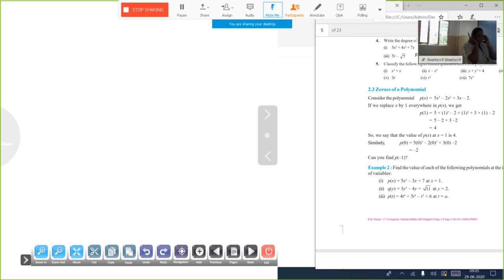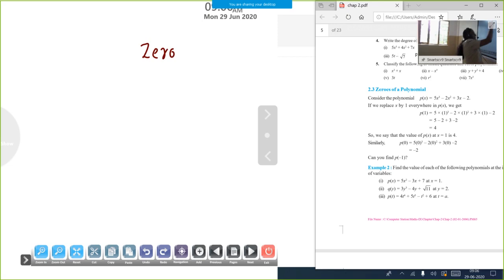Last class, we started our second chapter, polynomials, and we studied how to find whether it is a polynomial or not. Next, coefficient of a polynomial, degree of a polynomial, then monomial, binomial, trinomial. And today's section is zeros of a polynomial. Zero means solution.